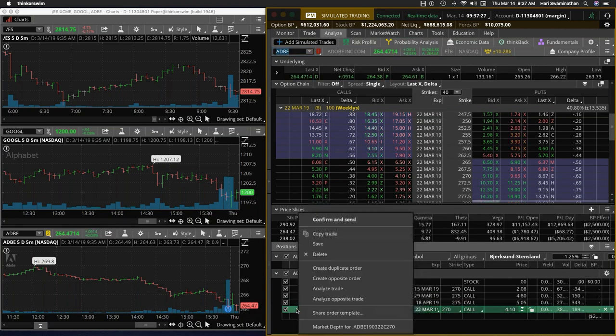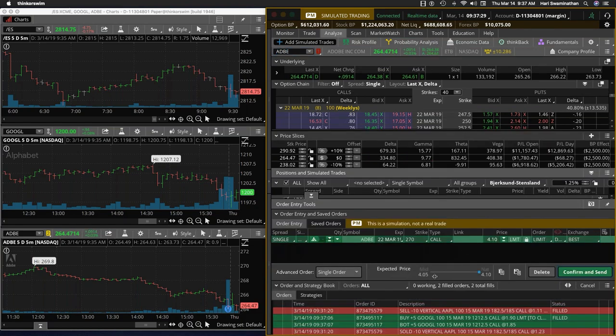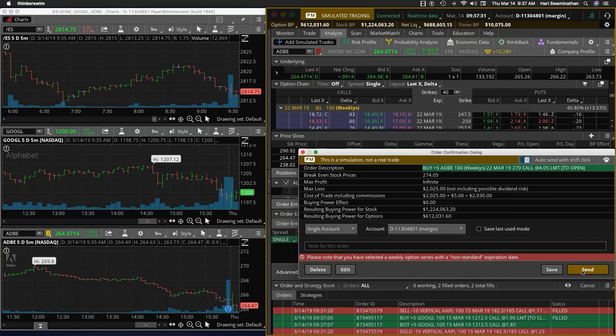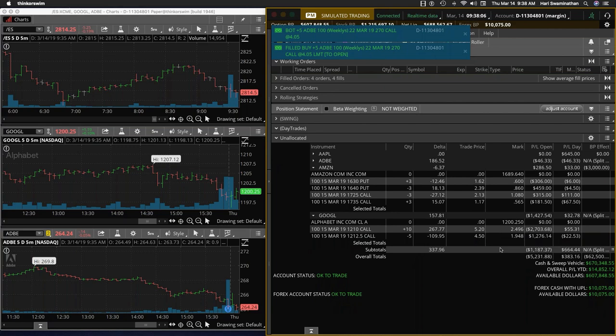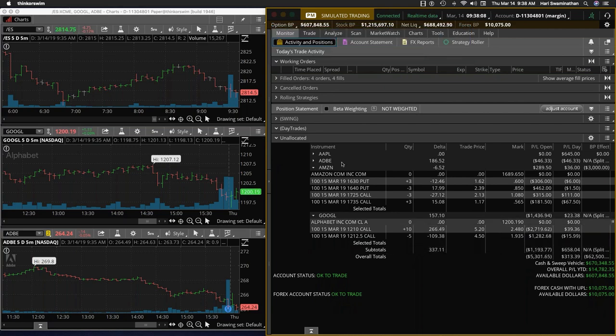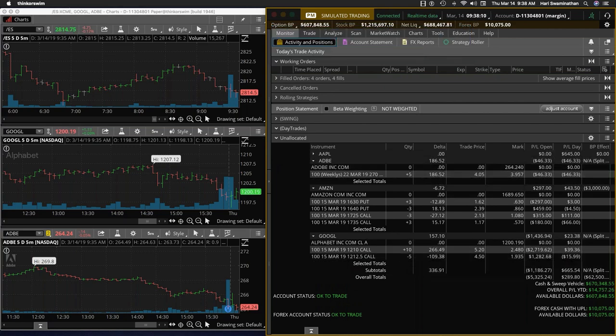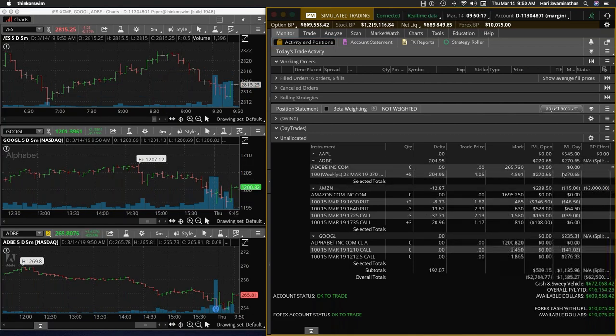All right. So five contracts. I'm getting in 405 on Adobe. Okay, 405, I'm in. So Adobe is in at 405. Adobe is up 270. So this is a $2,000 trade. So let's see how much Adobe can go up.